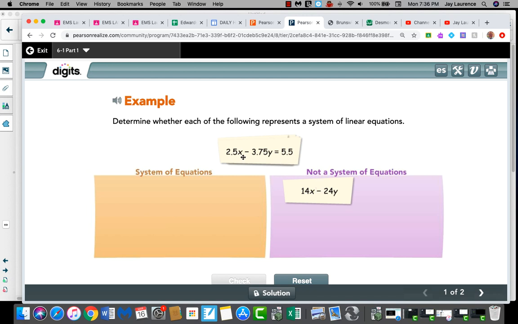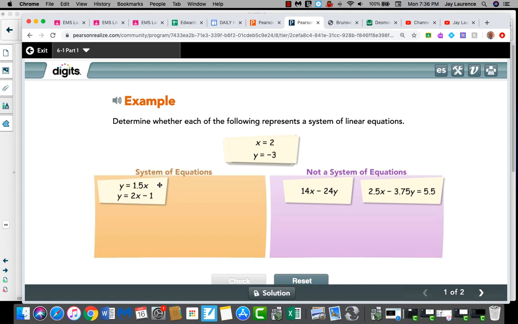This one here, 2.5x minus 3 3/4 y equals 5.5. Well, that's an equation, but it's only one equation. It is not a system. Here we have y equals 1.5x and y equals 2x minus 1. They're both linear. They're both equations. There's 2 of them. It's a system.